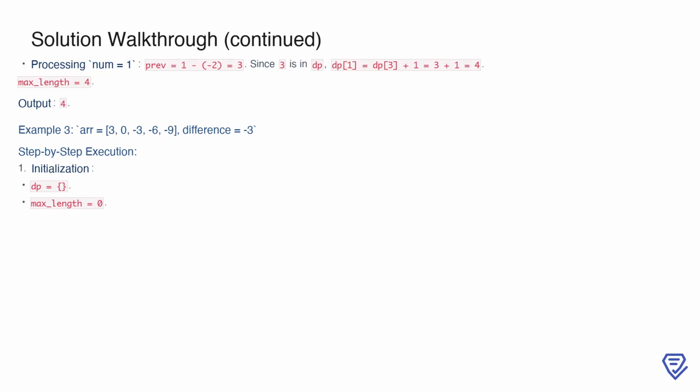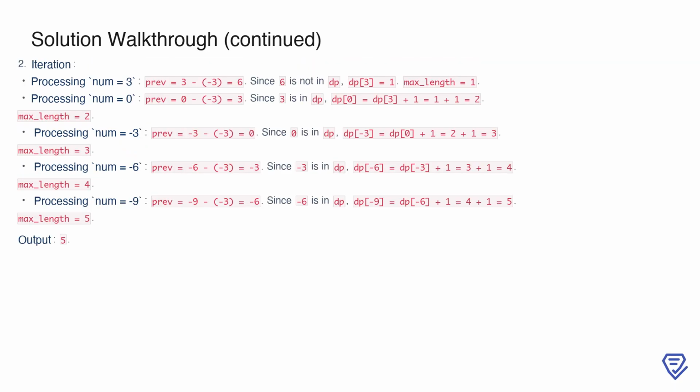its length is 4. Finally, in the third example, the array is 3, 0, -3, -6, -9, and the difference is -3. As before, we initialize DP as an empty dictionary and max_length is 0. For the first number, 3, the previous number is 3 minus 3 equals 6. Since 6 is not in DP, we start a new subsequence with 3, setting DP[3] to 1, and max_length is updated to 1.